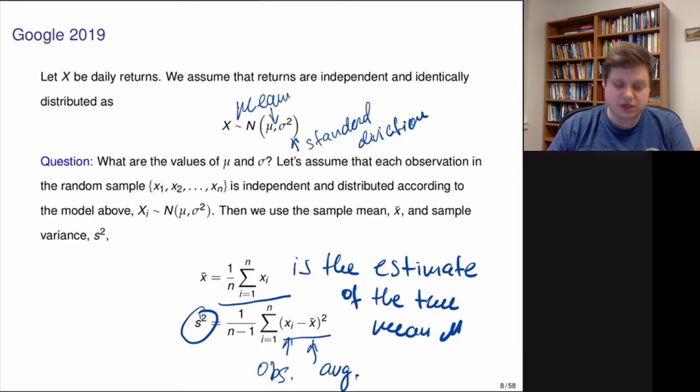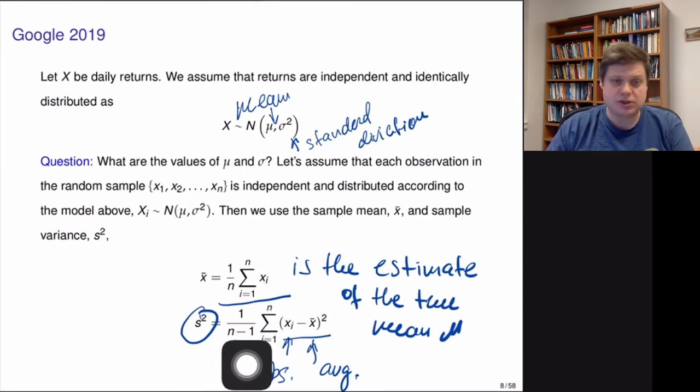And we take the deviations, we square them, and then we take an average across all of those squared deviations. Now I have n minus 1 here. This is a statistical, you can call it an artifact.